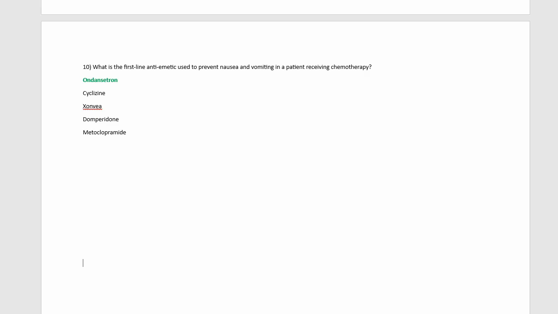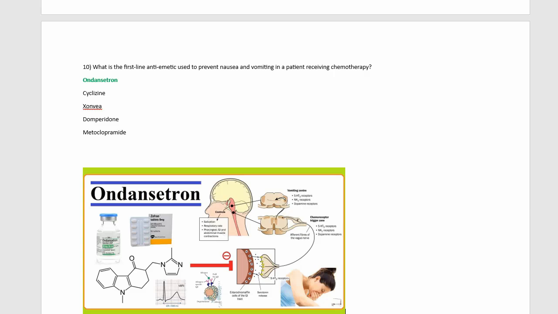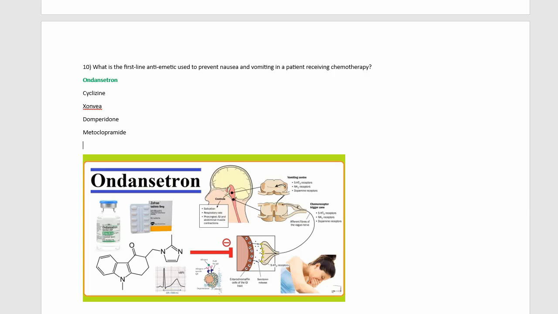Ondansetron is known as a 5-HT3 receptor antagonist. So 5-HT3 receptors bind to serotonin. And I think a good way to remember this, and again, a lot of medicine is just forming associations between different things because there's just so much to remember. The chemical name for serotonin is literally 5-hydroxytryptamine. So that's something you can use to help remember it.